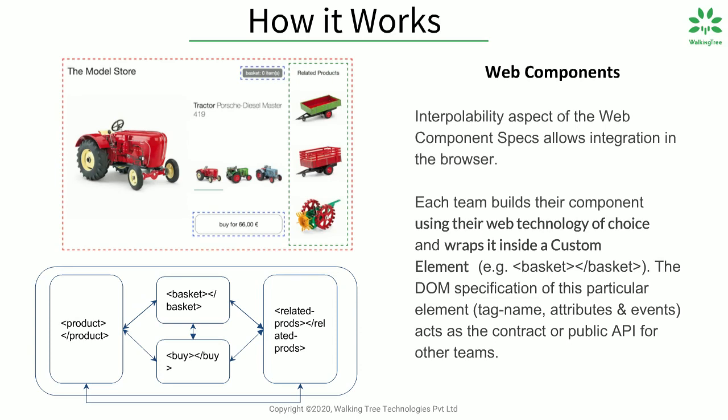So each one of these components does its own job, and still they need data from the other components to do that job. This is how the communication helps: product talks to basket, buy, as well as related products using attributes or events. Going forward, we'll see an example with attributes and events as well.